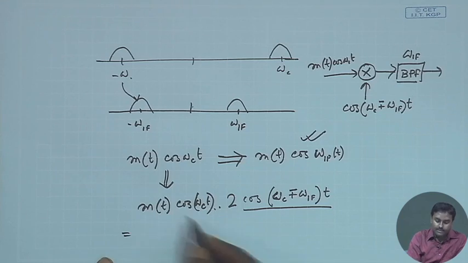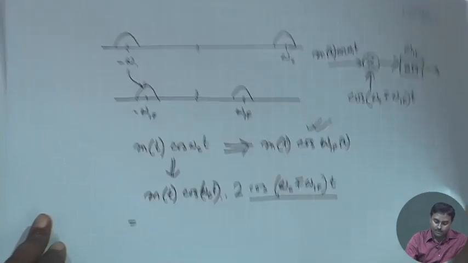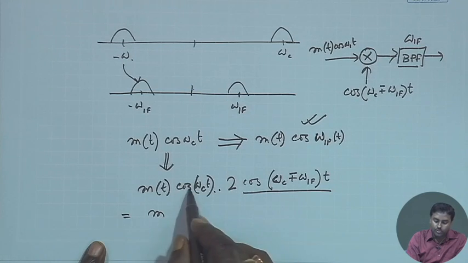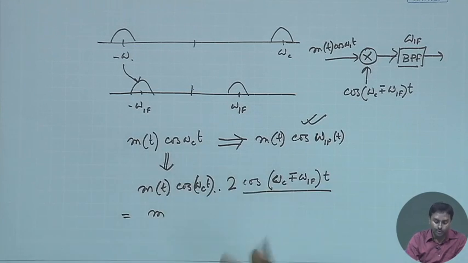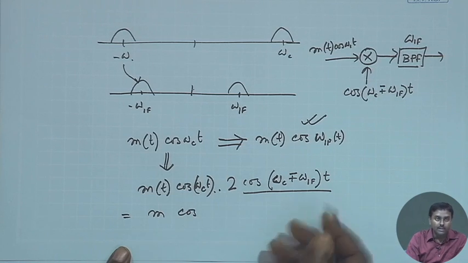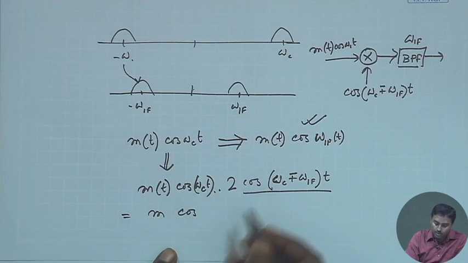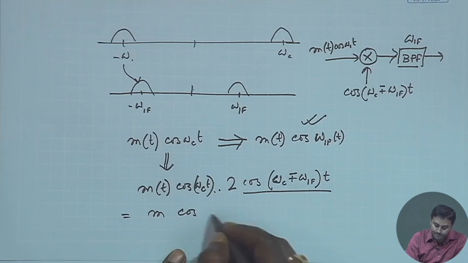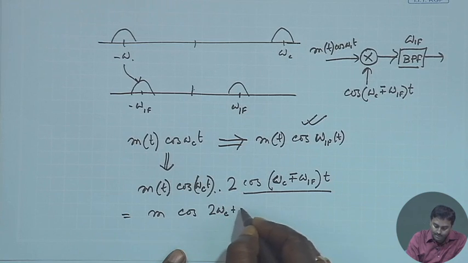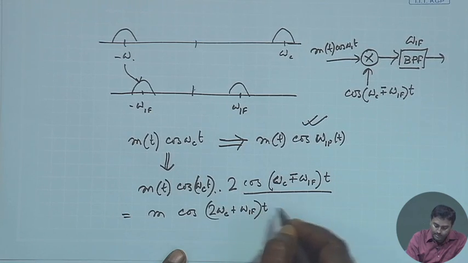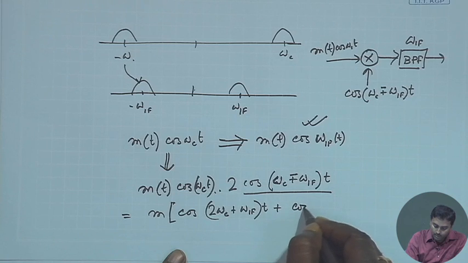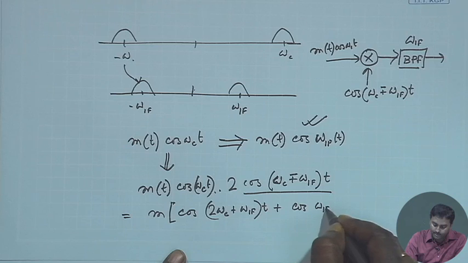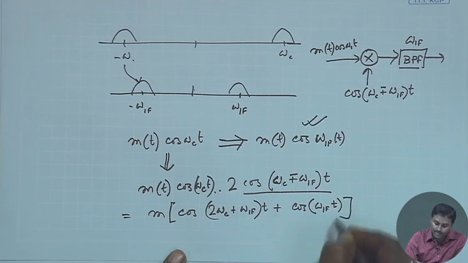You will say that this will give me this particular signal back. Why? Let us try to manipulate this particular part. I am just doing multiplication. So, after multiplication, because it is 2 cos a cos b, I can put cos (a plus b) plus cos (a minus b). Suppose I am just taking the positive sign. So, that should be cos (2 omega c plus omega if) t plus, and this minus this, that should be just cos omega if t, which is my target.